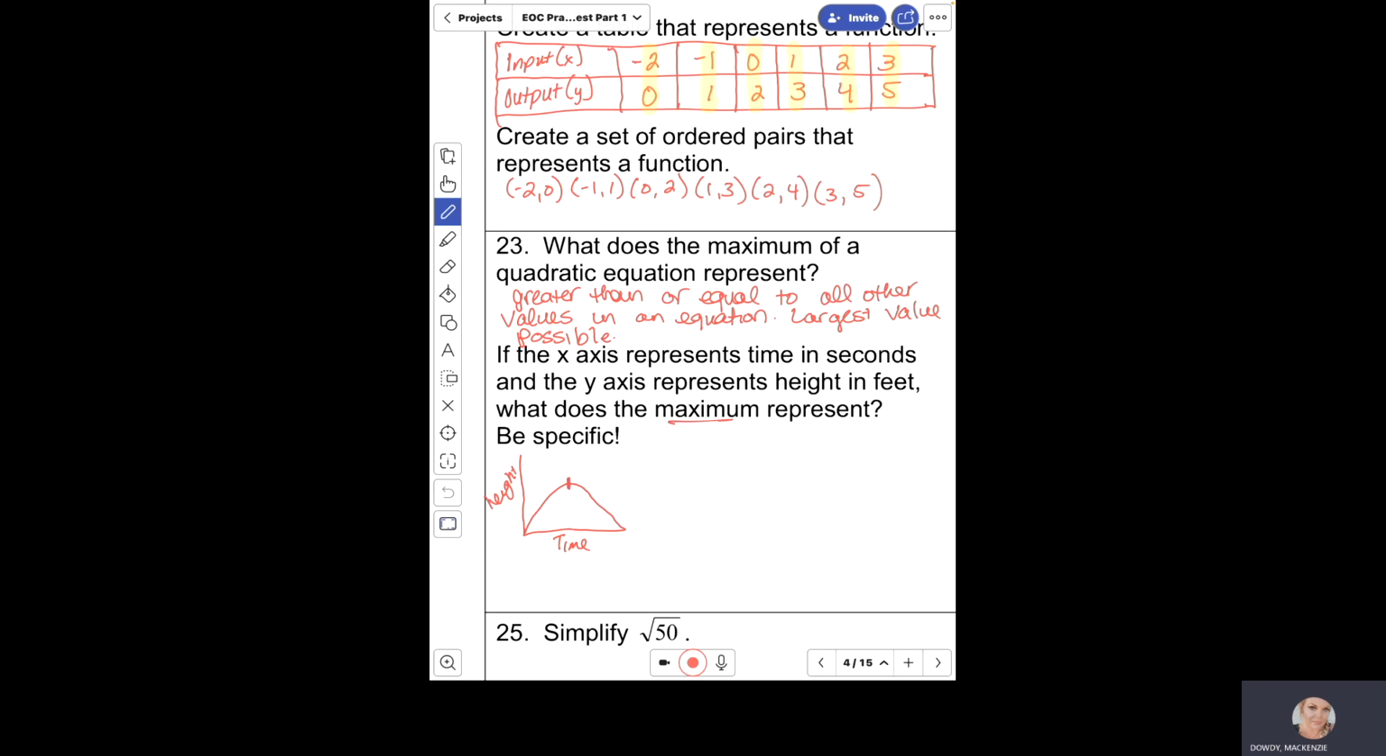Well, that would represent the maximum height an object will reach and the time it takes to reach that point.